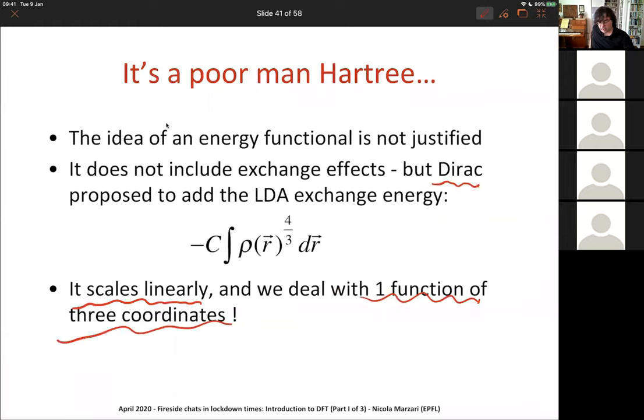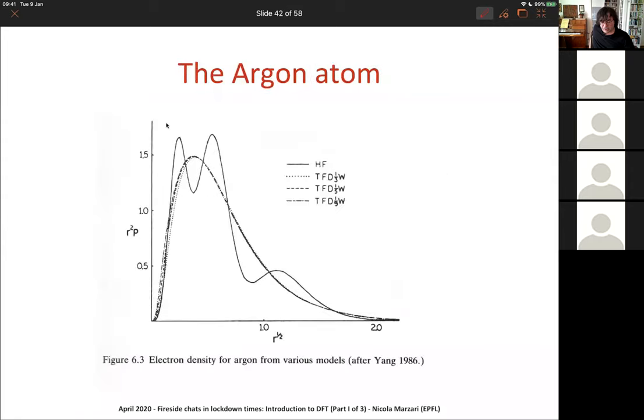Dirac, that was very smart and half Swiss, said, well, why don't we also add exchange effects through, again, the exchange energy that we could calculate just from that exchange term. But the truth is that, sadly, it didn't work very well.